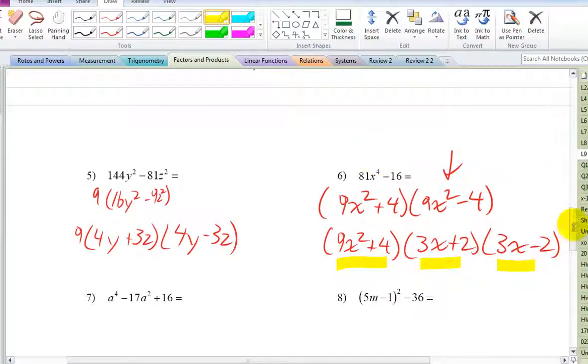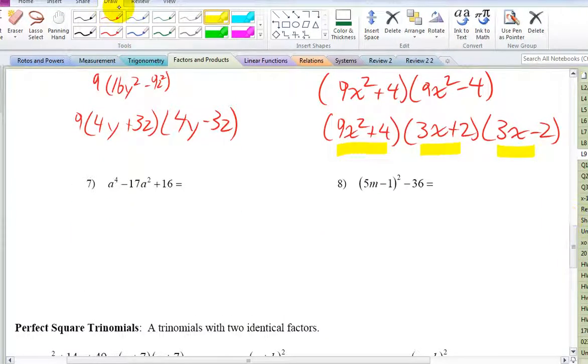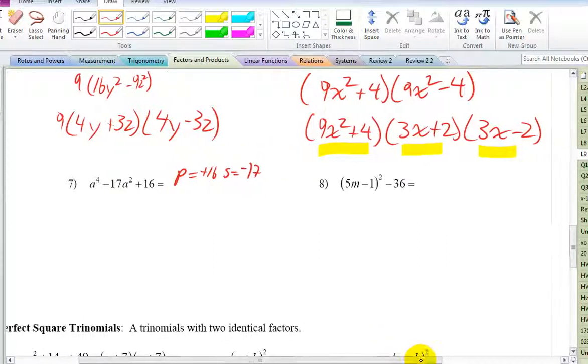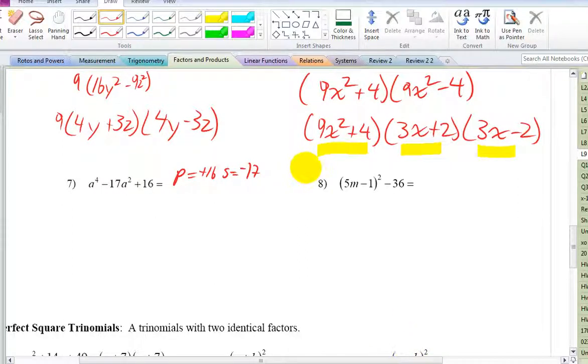Okay, number 7, you guys work on number 7. Factor as much as you can. It's going to be one of those sum product ones. I'm going to fool around with question number 8, which would be like an honors one bonus, okay?